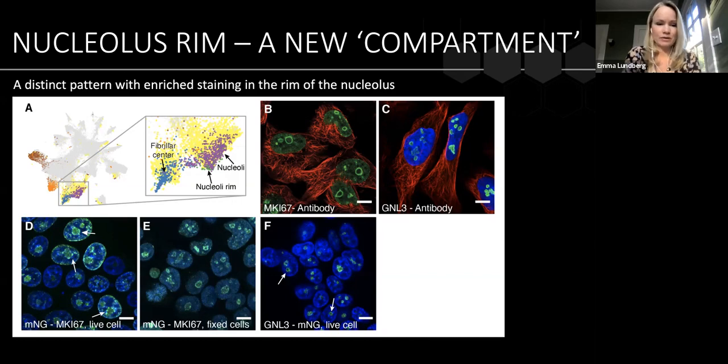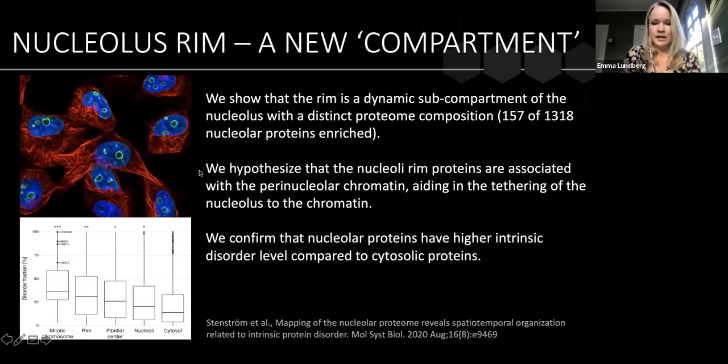And we can also quantify these patterns and basically identify all the proteins with this pattern. In total, we found that 157 of the nucleolar proteins are enriched at the rim, and these proteins have much higher intrinsic disorder than the rest of the nucleolar proteome, which in itself has a lot of intrinsic disorder in it. And we hypothesized that the nucleolar rim proteins are associated with the perinucleolar chromatin, aiding in the tethering of the nucleolus to the chromatin, but this we have not verified.